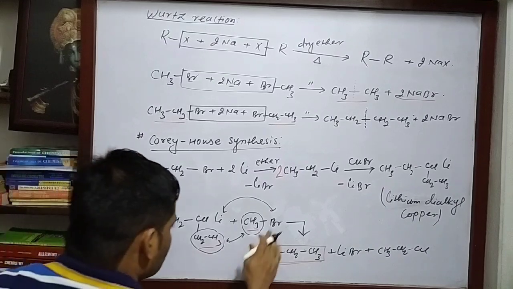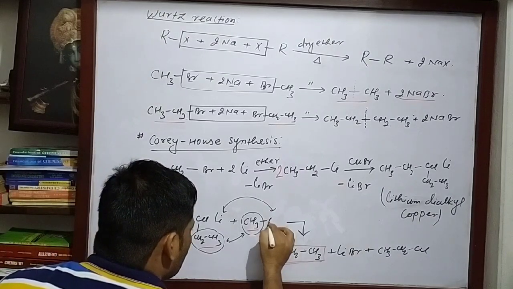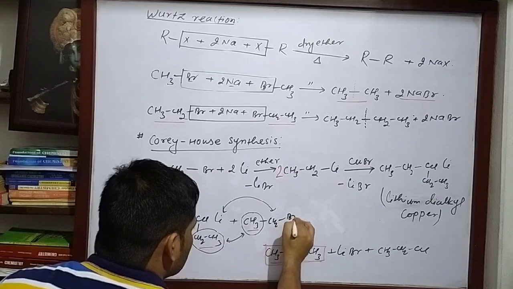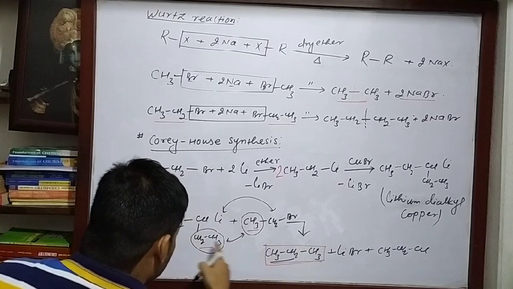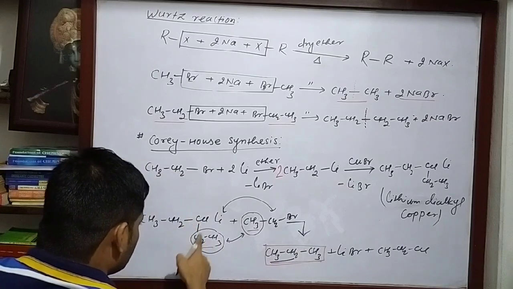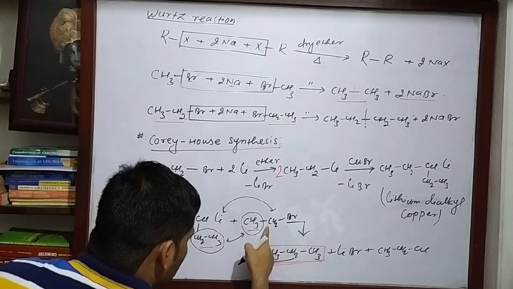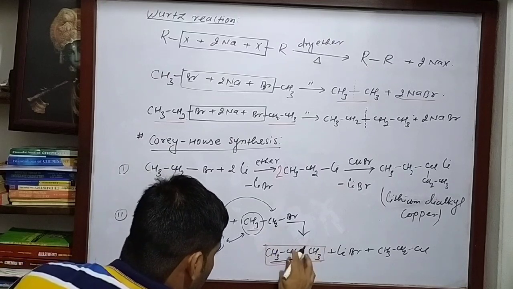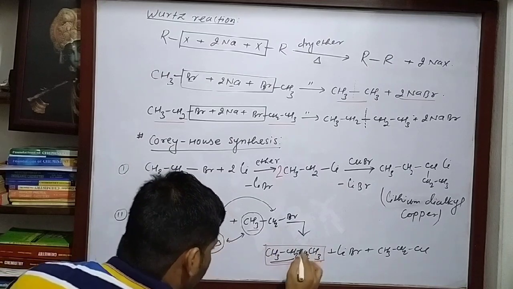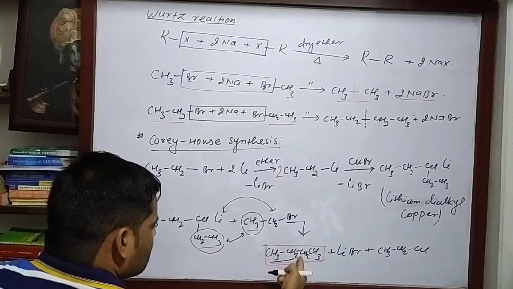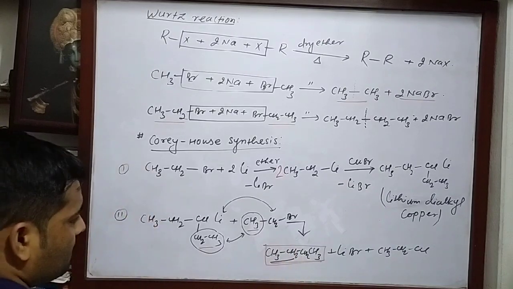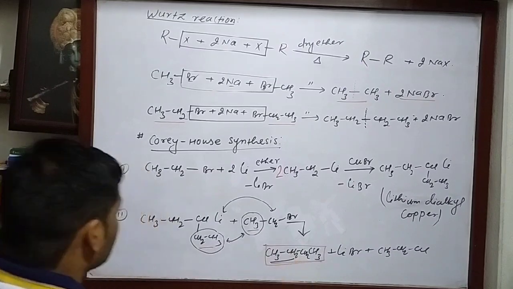And now see here, when we take ethyl bromide, then this CH3CH2 group is from this lithium dialkyl copper, and the ethyl group from this haloalkane, then here it gives CH3CH2CH2CH3, meaning an alkane having an even number of carbon atoms, and this is symmetrical.